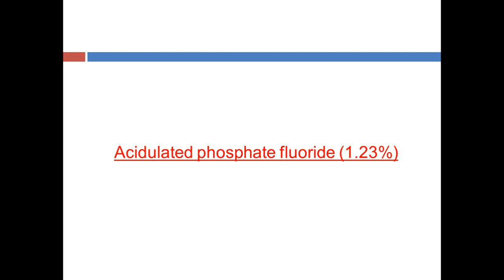Then coming to the third thing, that is acidulated phosphate fluoride, 1.23%. So this is again a 4 marks question for you people. So acidulated phosphate fluoride is actually an acidified sodium fluoride with phosphoric acid in order to gain more depth of penetration of the fluoride when applied on the tooth. It can be made as a solution or in a gel form.